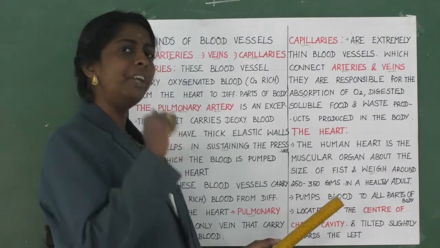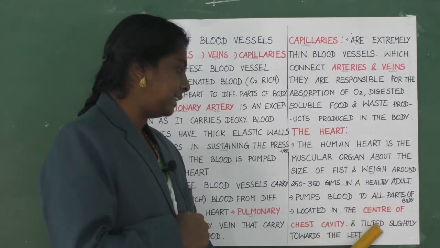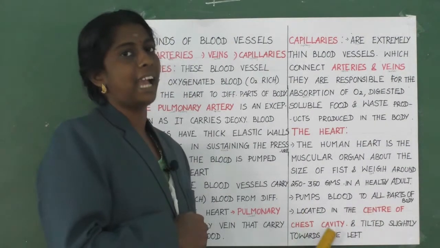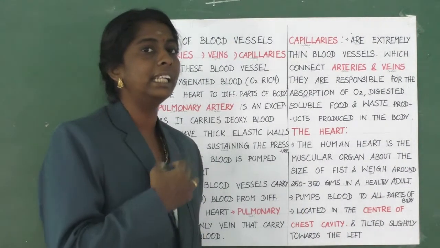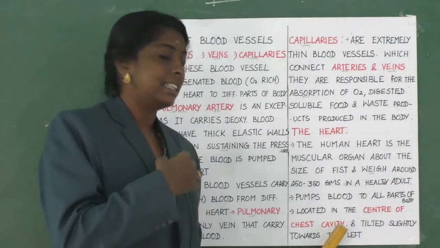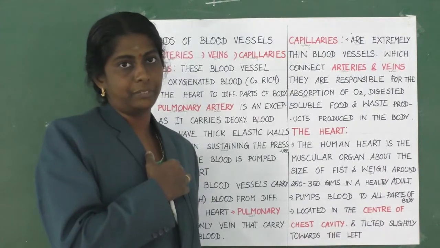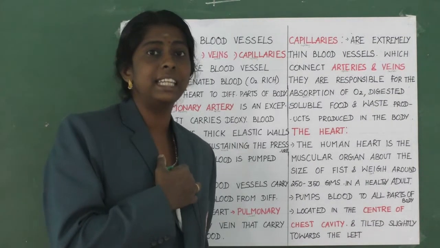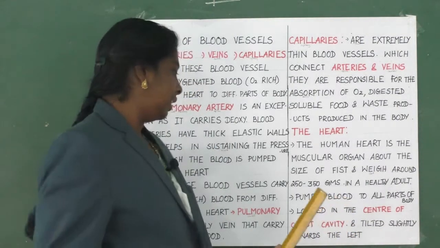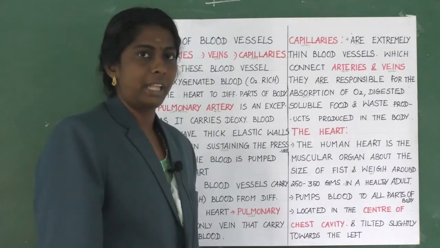Then where is it present? It is located in the center of the chest cavity. Where is it? It's located in the center of the chest cavity, and it is slightly tilted towards the left. Clear? That's what it is. So this is what we learned about the heart.